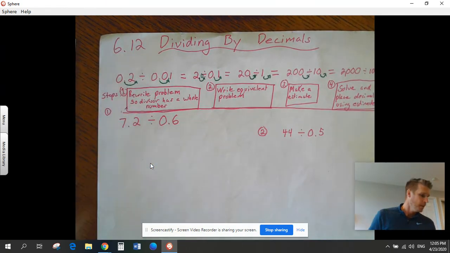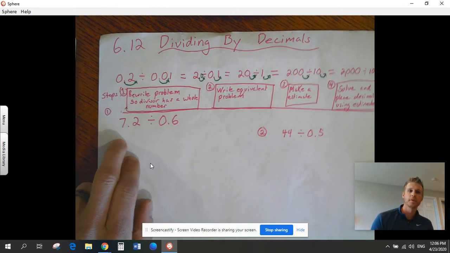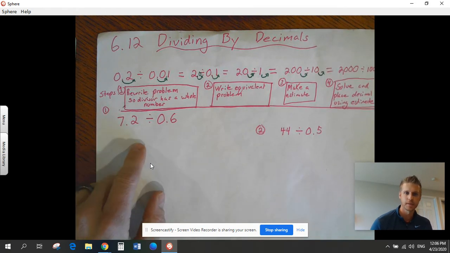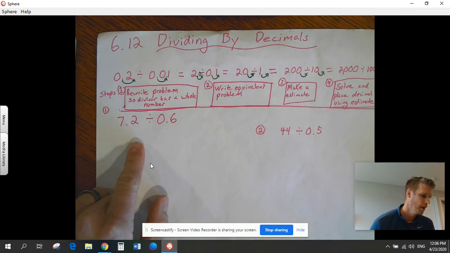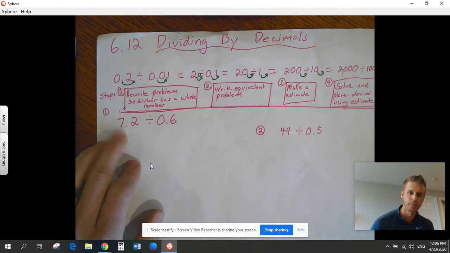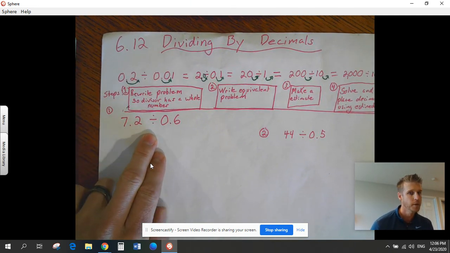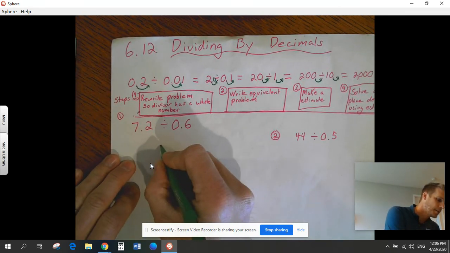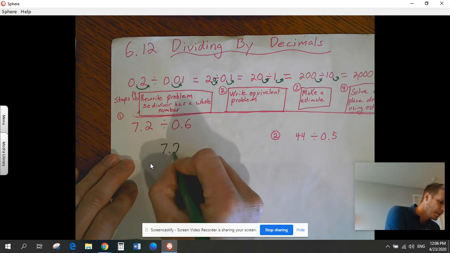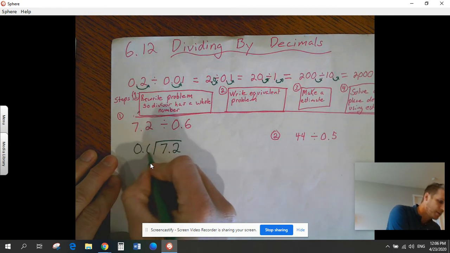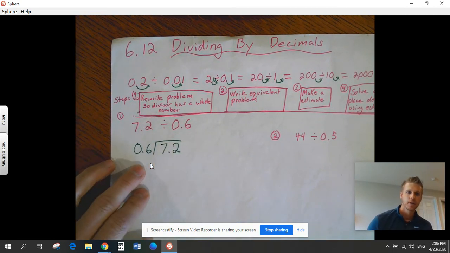Thanks, Jordan. All right, so first one, we have 7.2 divided by 0.6. So again, guys, when you see problems like this, sometimes people get mixed up and they're wondering what number goes in the house, or what number's the dividend, what number's the divisor is actually doing the dividing. But if you say it out loud, you can actually hear it. 7.2 divided by what? 0.6. So 0.6 is doing the dividing. So that means that 7.2 is the number that's going in the house, and 0.6 is the number that's actually doing the dividing.